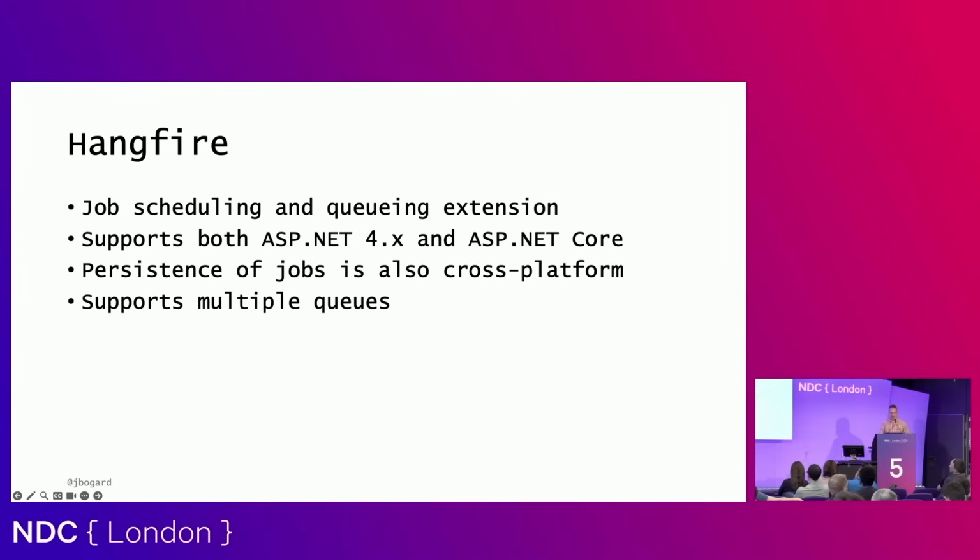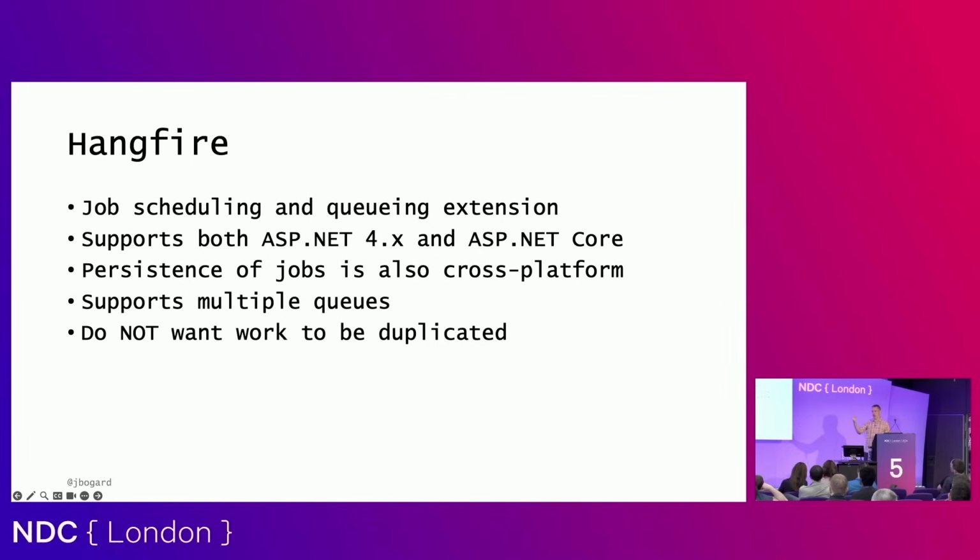It supports job persistence, so it can store the job details in multiple different kinds of databases, and also supports multiple queues. The queues could be Azure Service Bus, Azure Storage queues, or SQL database-backed queues, but it can persist that data, and that persistence is cross-platform as well. The other thing we wanted to avoid is duplicating work. If I kick off a job, I don't want the job to be executed by both hosts. I really want it to be executed just once.